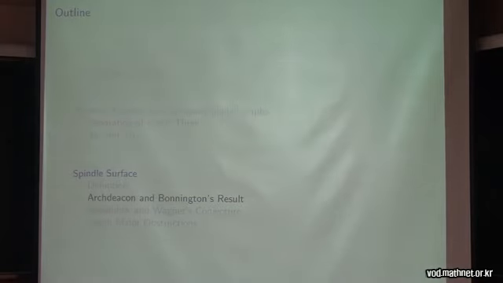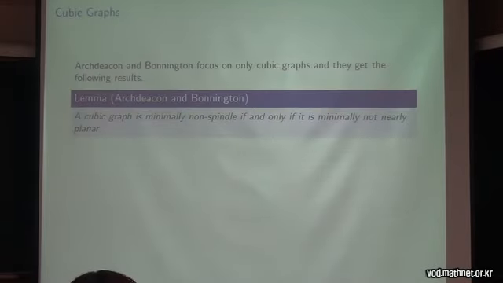And I want to explain Dan Archdeacon and Bonington's result. They restrict the situation just only on cubic graphs. So they ignore other graphs. So the universal graph set is just cubic graphs. Because of that, we cannot use graph minors. If you construct graph minors, if you contract an edge, then the new vertex has a degree more than 3.